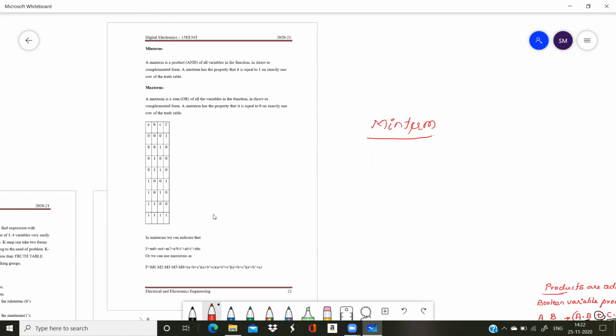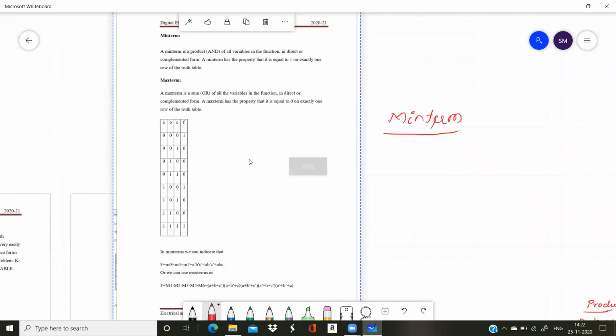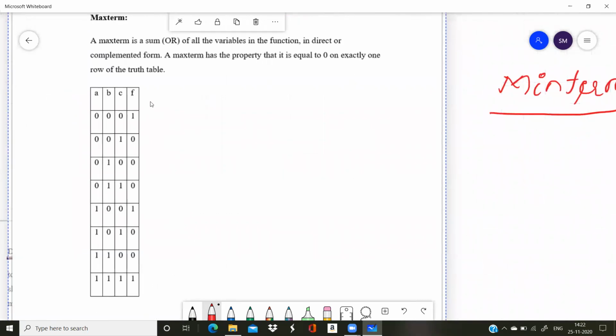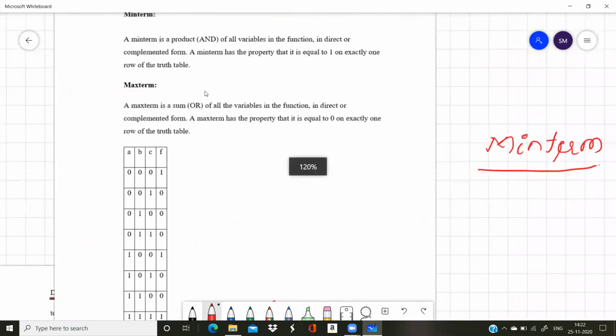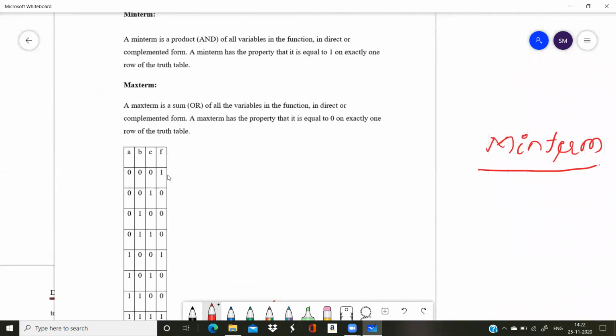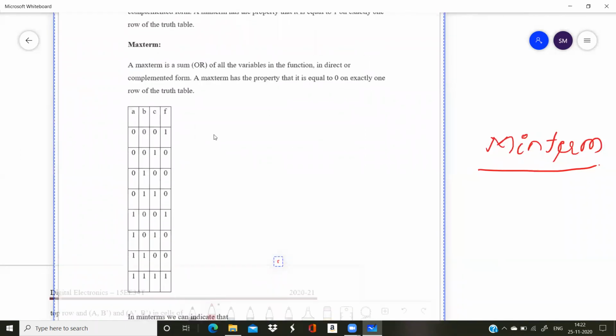See, in any truth table like this, for one of the expressions, the truth table is written like this with three variables, A, B and C. So for this, the truth table is written. Now, A, B, C are the three variables, F is the function. Okay, for that function, we have some particular output.